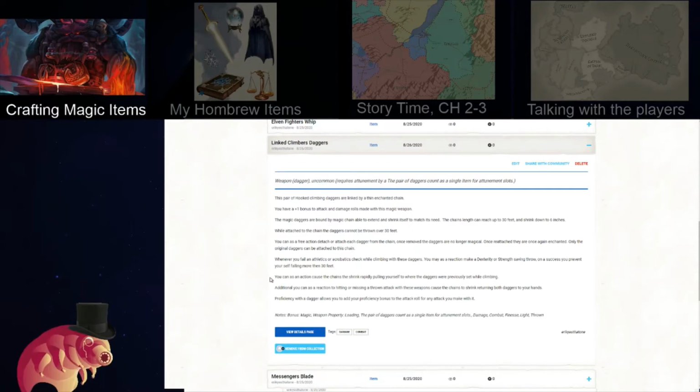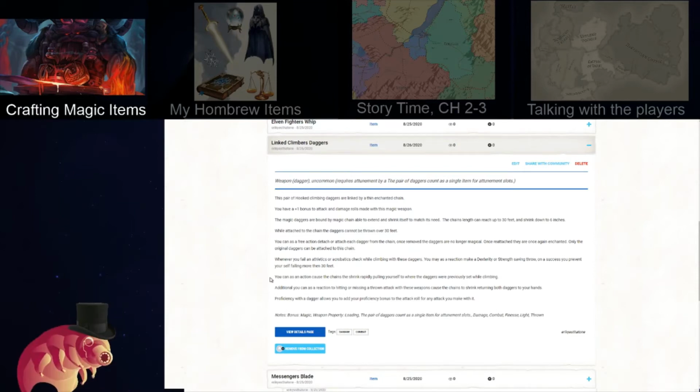While attached to the chain, the daggers cannot be thrown further than 30 feet. You can, as a free action, detach or reattach each dagger from the chain. However, once removed, the daggers are no longer considered magical. Once reattached, they regain their +1 enchantment. However, this can only affect the original daggers that have been bound to the chain.